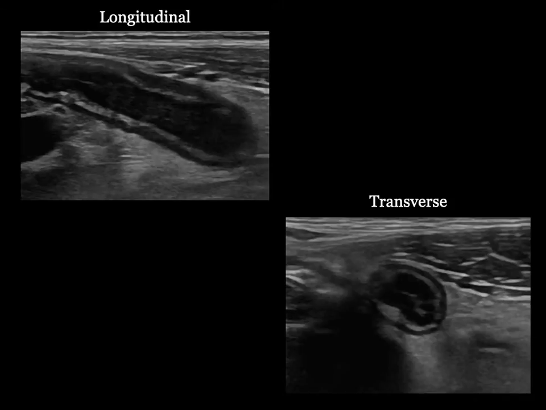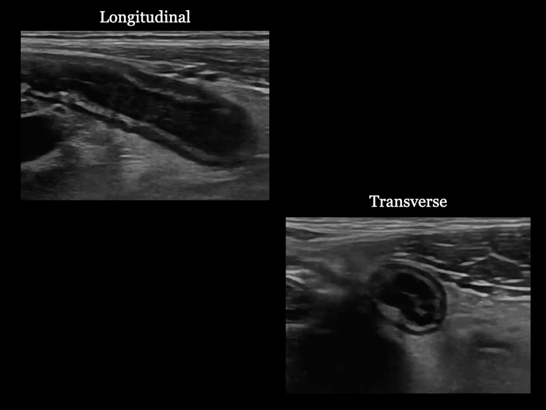So again, in the longitudinal view, you get this very nice finger-like or pencil-like structure. And in the transverse view, you're really looking for a bullseye. And you can see some of the abdominal wall musculature on either side here. Now, what I want you to pay attention to is this fluffy white fat stranding that you can see around the appendix. So you see it in both the longitudinal and the transverse images.